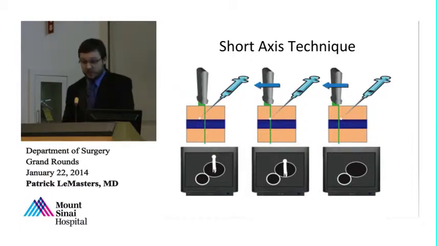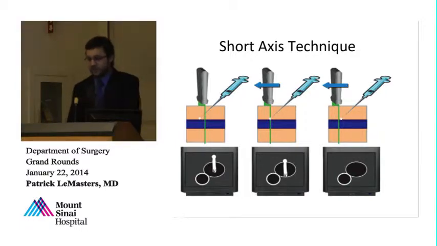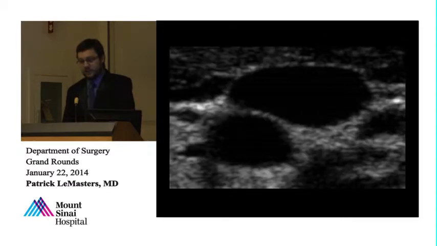It's important to note in doing this that you have to be cognizant of where your needle is. You may even have to follow the needle out as it continues forward, as you may lose it, as is shown in this example. So let's see what this looks like. Here you can see the IJ, the adjacent carotid.